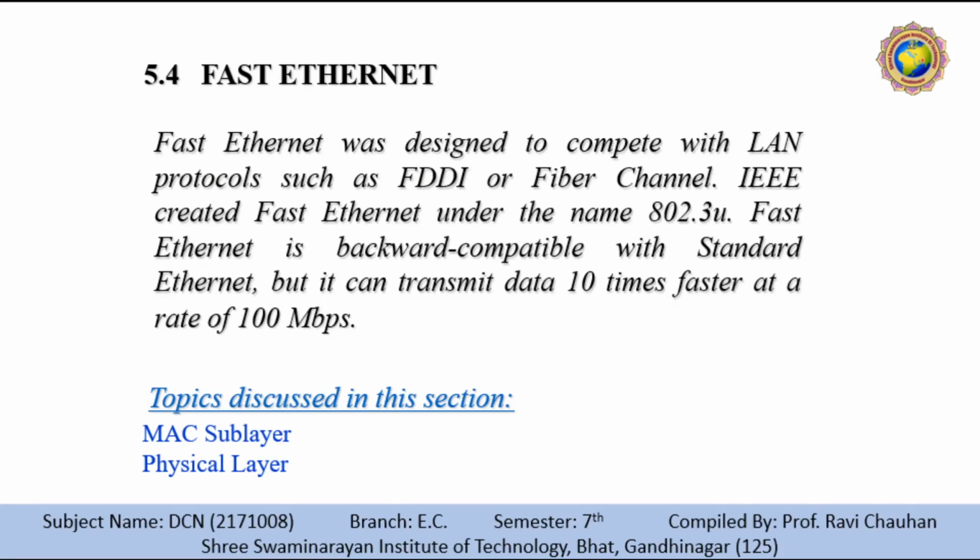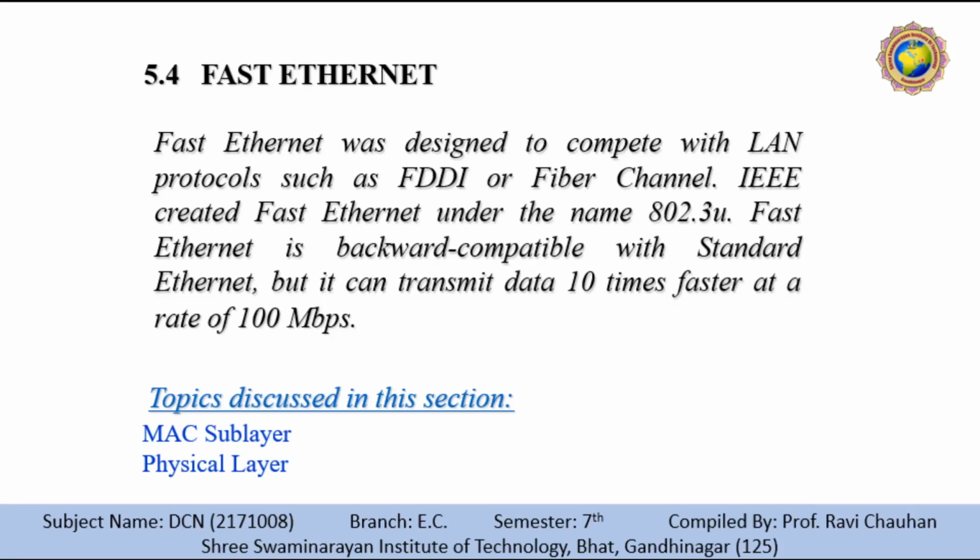Fast Ethernet was designed to compete with LAN protocols such as FDDI or Fiber Channel. IEEE created Fast Ethernet under the name of 802.3u. Fast Ethernet is backward compatible with standard Ethernet, but it can transmit data 10 times faster than its rate of 10 Mbps.